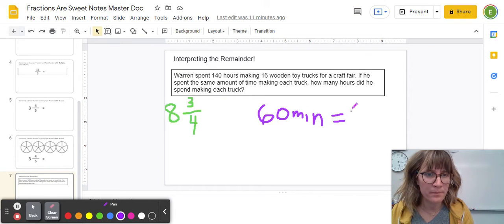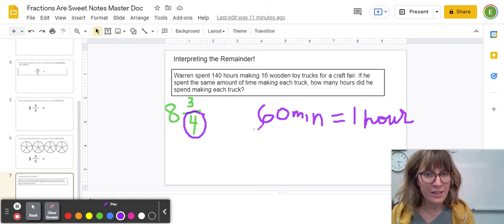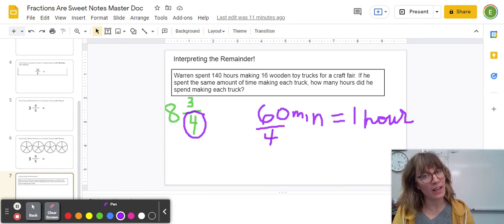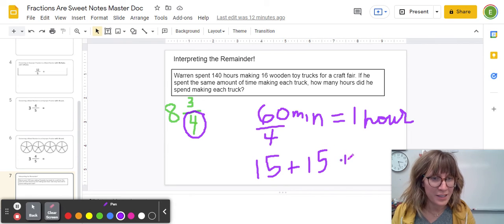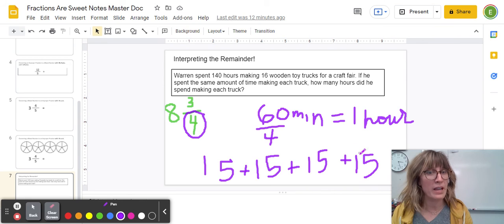Minutes in 1 hour. So if we use that to our advantage, we know Warren is spending 3/4 of 1 hour. So what's 3/4 of 60? Well, let's divide it into quarters. So what's 60 divided into 4 equal parts? I think about dividing it in half to get me 30 and dividing that in half again to get me 15-minute chunks. So we have 15, another 15, another 15, and another 15, which ends up getting us 15, 30, 45, 60, right?